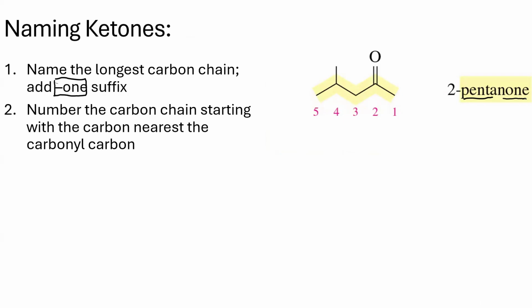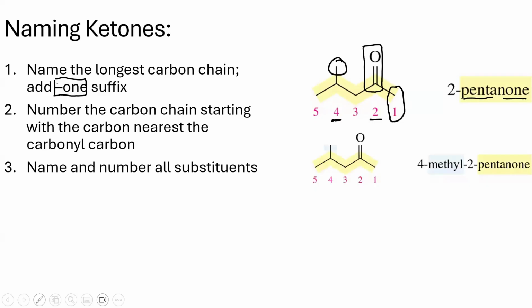That was a lot of words, but basically, the carbonyl carbon would never get the designation 1 because you still have a carbon group to both the left and the right of it. So the carbon that is nearest the carbonyl carbon would get 1. So this carbon gets the designation of 1, leaving our carbonyl carbon at position 2 and our methyl carbon at position 4. So then this becomes 4-methyl 2-pentanone.